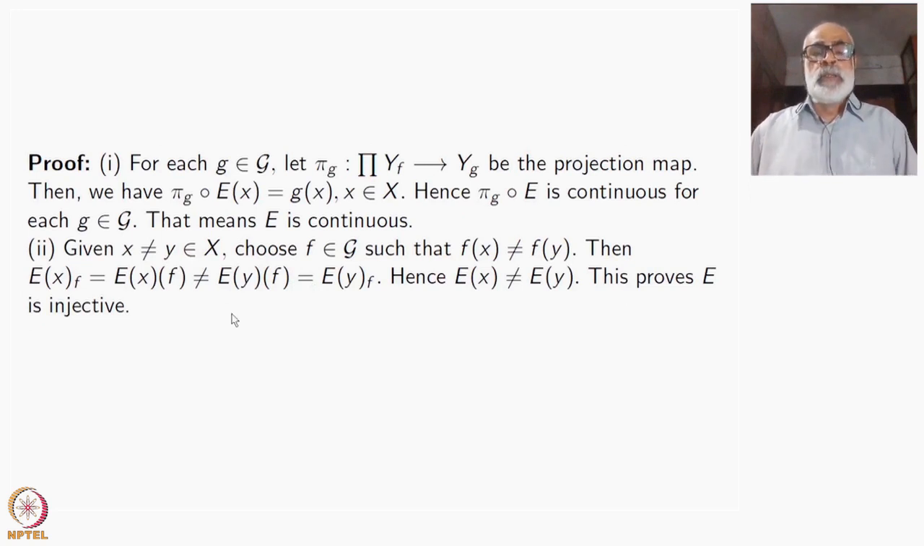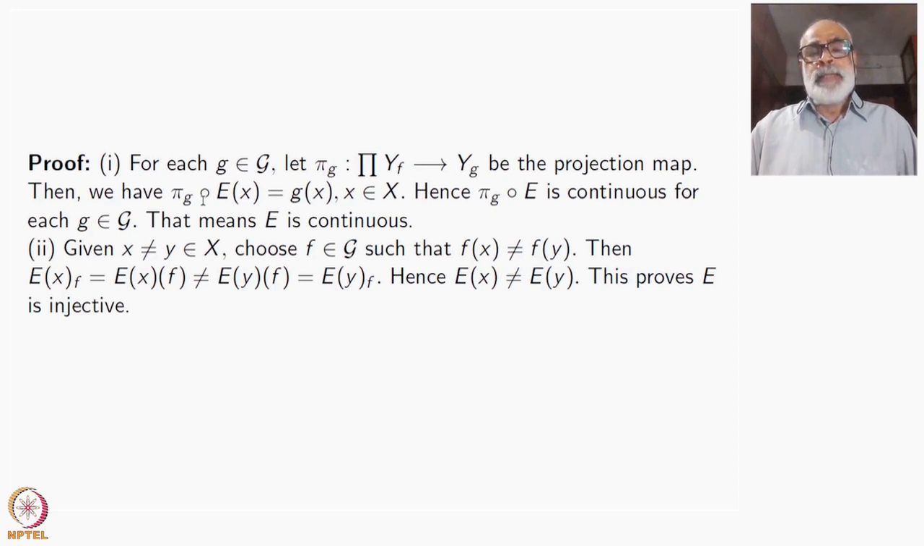The first thing is continuity of a function, namely E, right? It is a function from the space X into the product space. A function into a product space, we know, is continuous. This is more or less a definition or the property of product space. Such a function is continuous if and only if all its coordinate functions are continuous, right? So starting with g inside G, let us take pi g to be the projection map from the product of Y_f to Y_g. These are projection maps or coordinate projections.